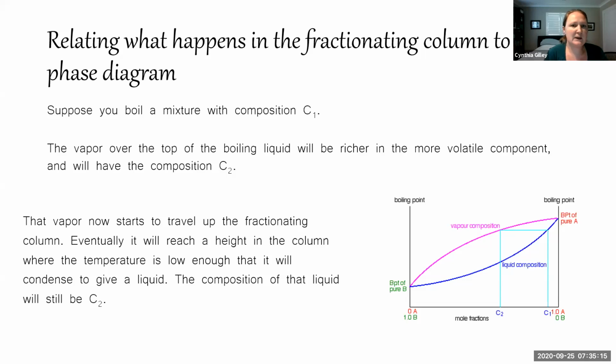All right, so let's relate what happens in the fractionating column to the phase diagram. So suppose you boil a mixture with composition C1 here, right? The vapor over the top of the boiling liquid will again be richer in the more volatile component and will have composition C2. That vapor now starts to travel up the fractionating column. Eventually, it will reach a height in the column where the temperature is low enough that it will condense to give a liquid. The composition of that liquid will be C2.